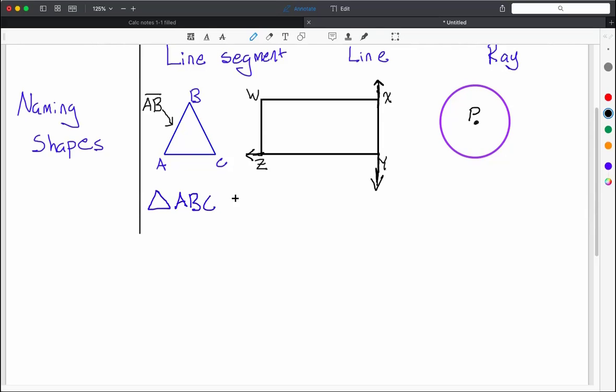Perfect. How would I describe this shape right here, this polygon? And I think I'm just going to go ahead and give it to you because you might have never. Oh, you want to give it a shot?